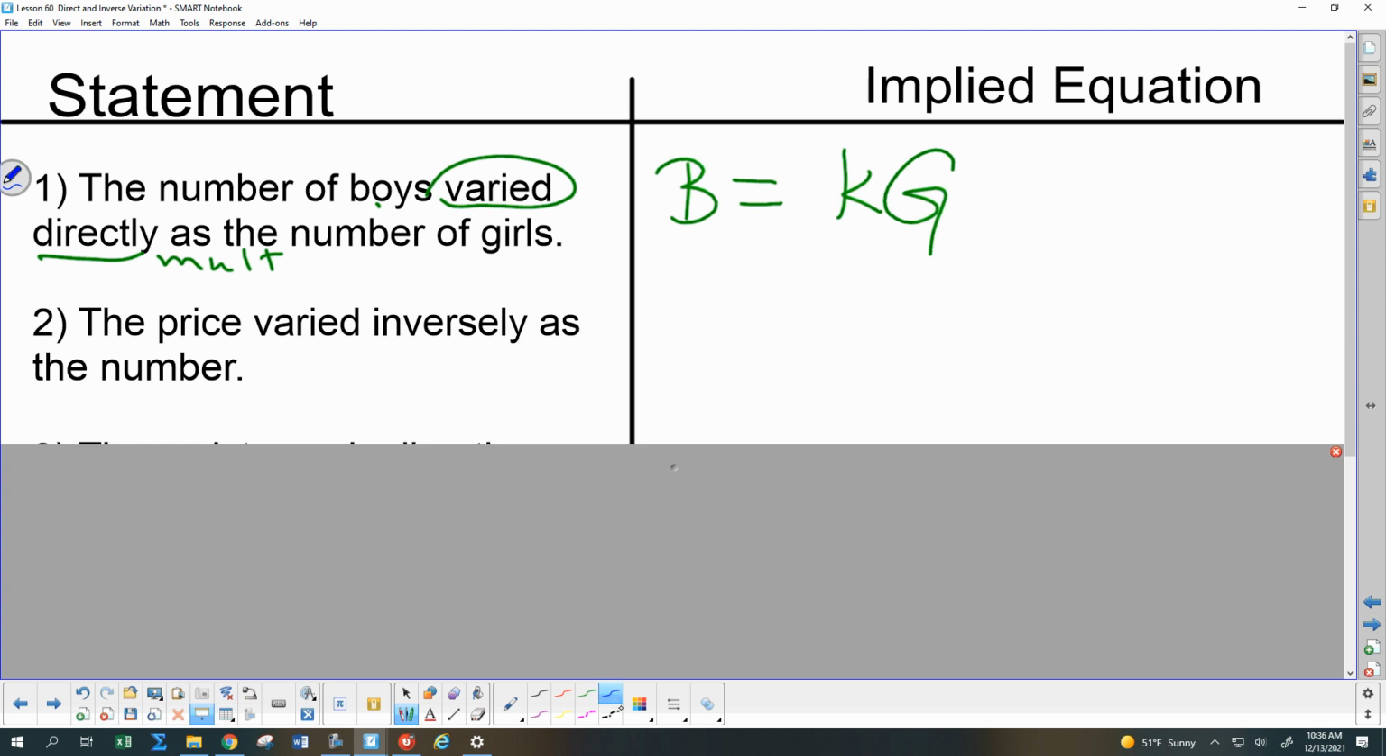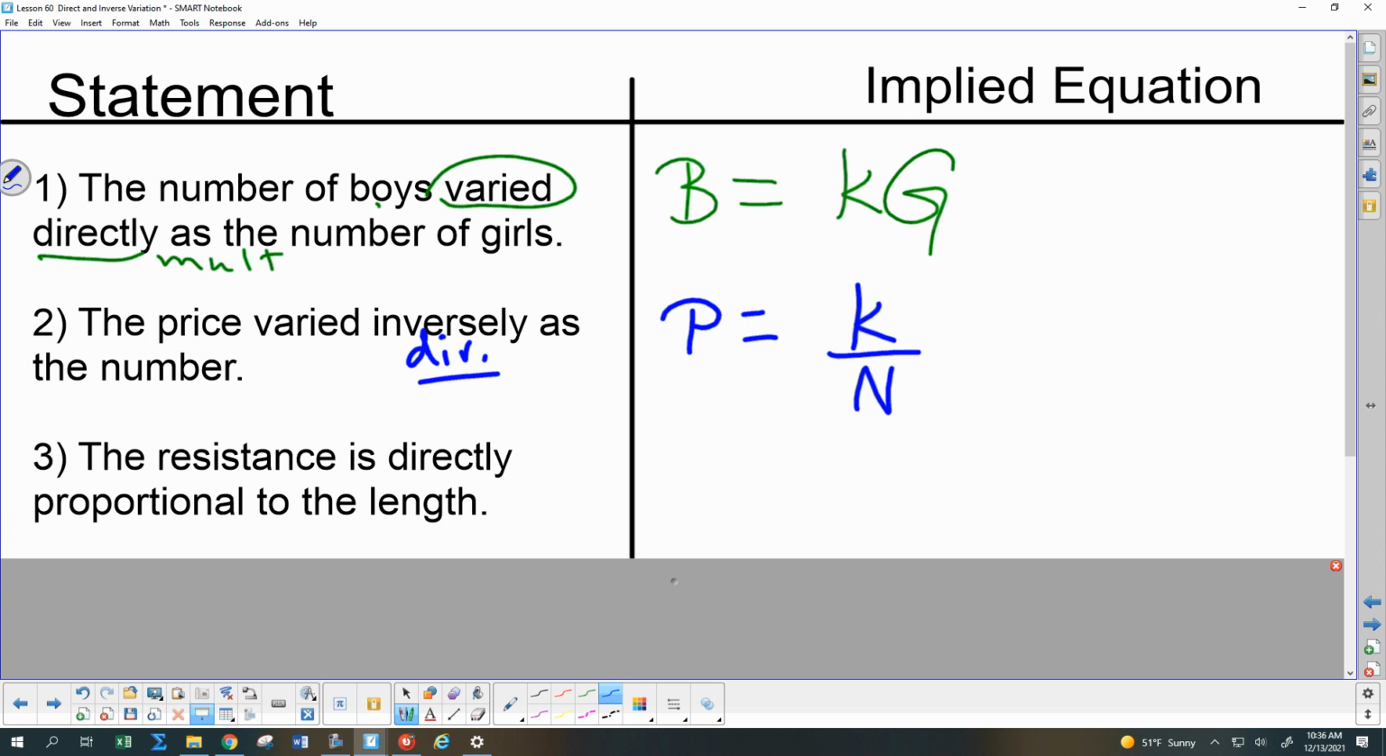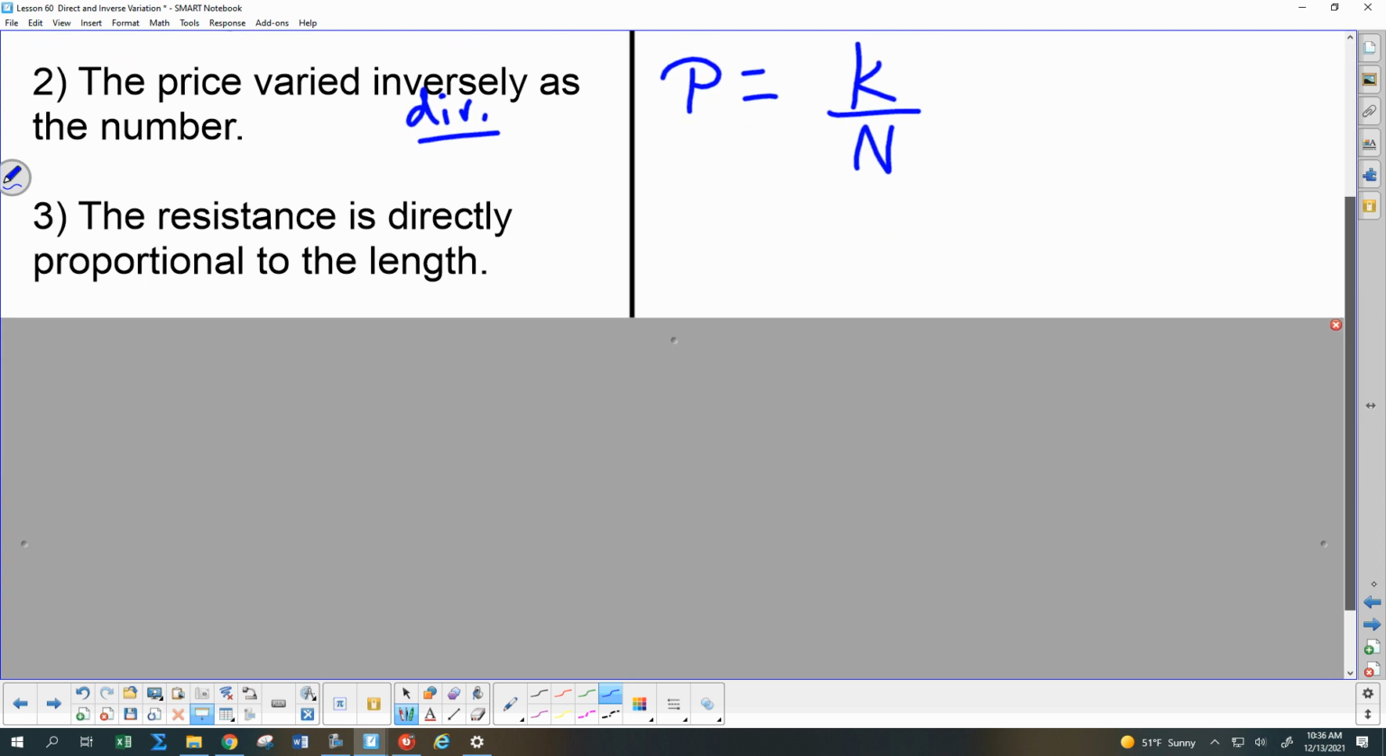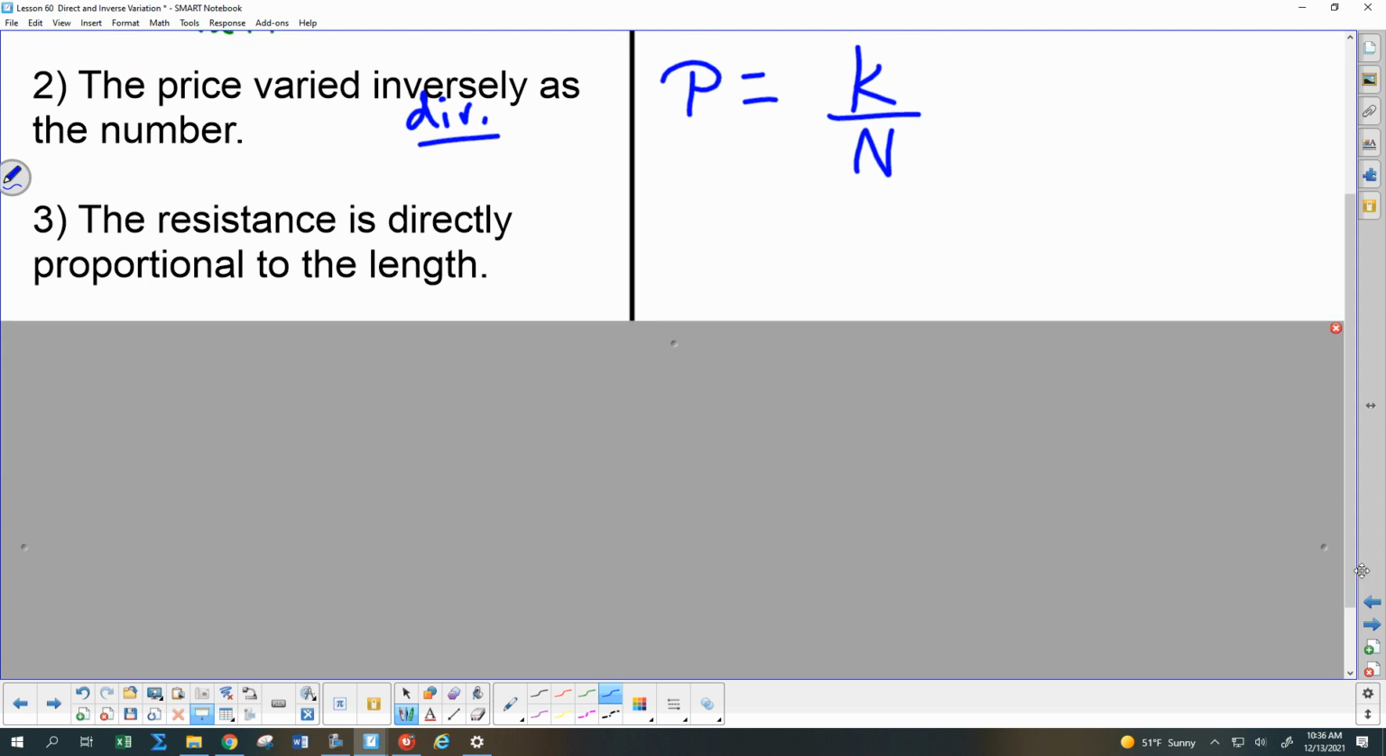So who wants to help me with the next one? Charlotte? Very good. So price varies, so price equals K, then because inverse, we need to divide by the n. Everybody write down on your own paper what you think this one should be, and then we'll check and see if we're all putting down the same thing.